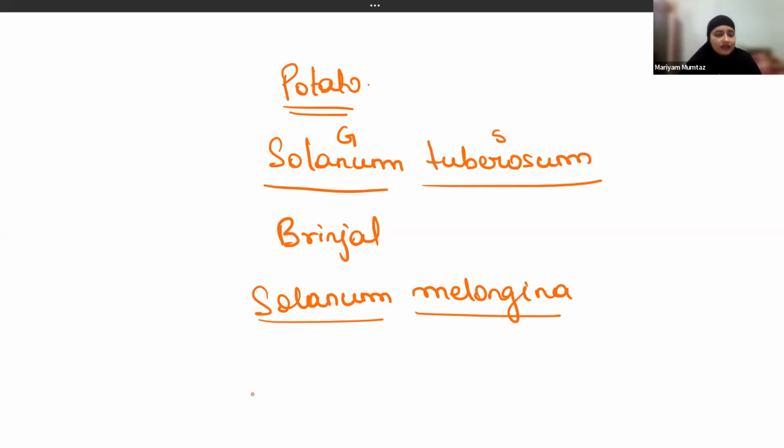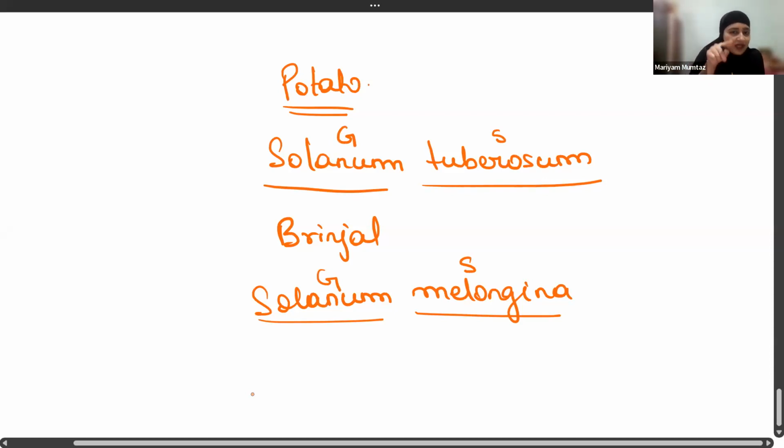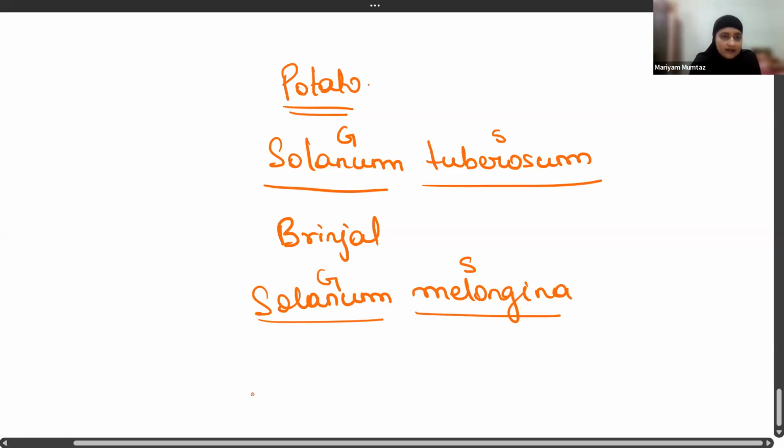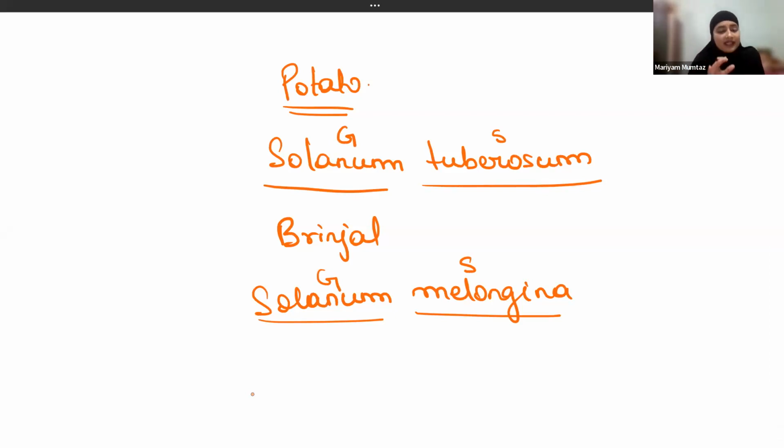Okay. These are ranks. So here also you can see this is genus and this is species. Genus and species both are ranks. So what is that one similarity here in the two names? Can you tell me one similarity? Yes. Genus. The Solanum is repeated. So by this we can say that the potato and the brinjal, both of them belong to the same genus, which is Solanum. But they belong to different species. Potato is tuberosum species. The brinjal is melongena species.